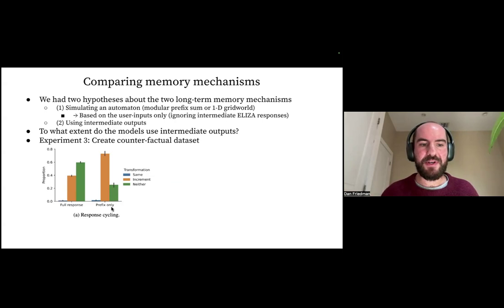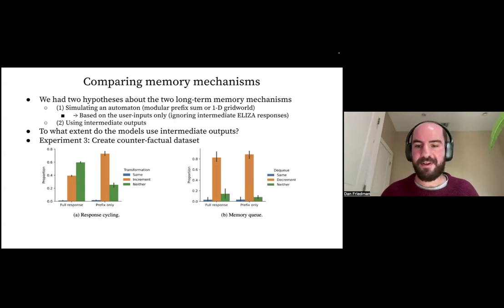And so here we just plot the proportion of responses where the model's new behavior is either the same as it was before, it's incremented according to our prediction, or it's something else that we don't understand. It doesn't match either prediction. And so here we have the full response accuracy and the prefix only accuracy. And you can see, especially in terms of prefix only accuracy, most of the time the model is incrementing its cycle number in a way that's consistent with this intermediate output hypothesis.